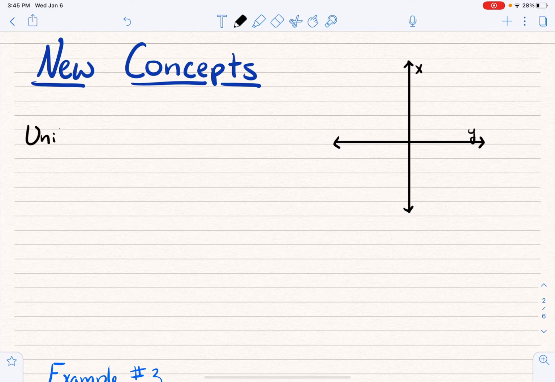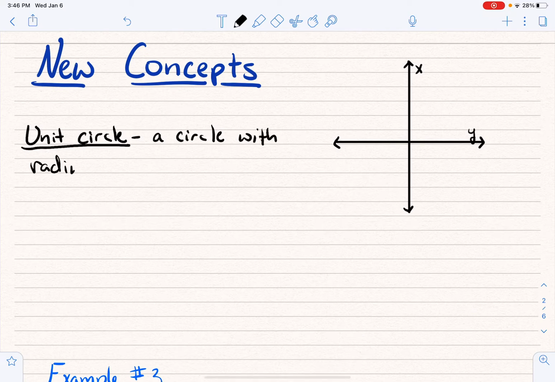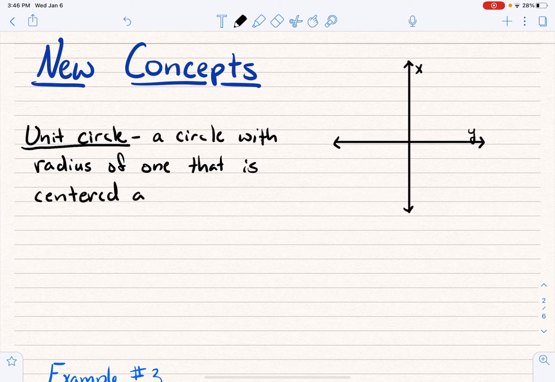We're going to talk about what in the world the unit circle is, okay? What is a unit circle? A unit circle is simply a circle with radius 1. Oof, man, this is getting pretty sloppy. Sorry about that. I know this isn't very neat. But a unit circle is a circle with radius 1 that is centered at the origin. That's what a unit circle is.